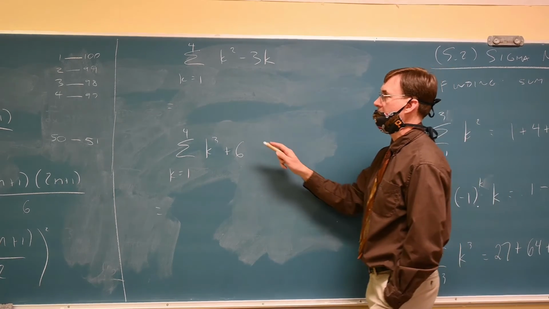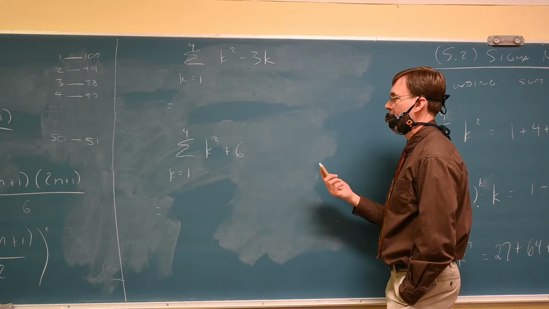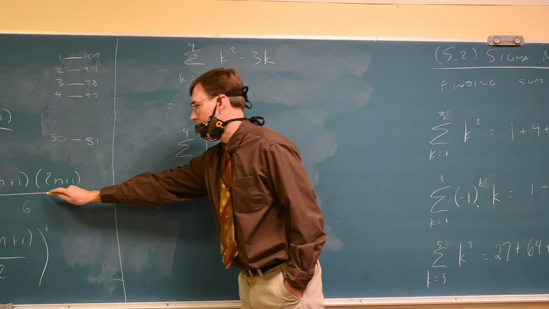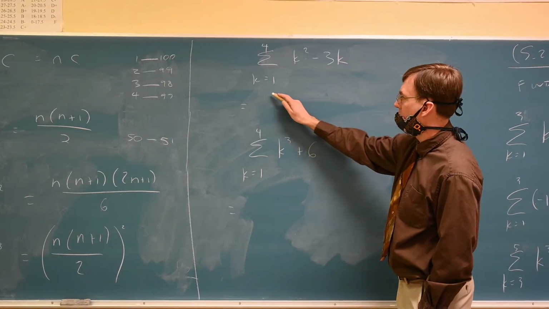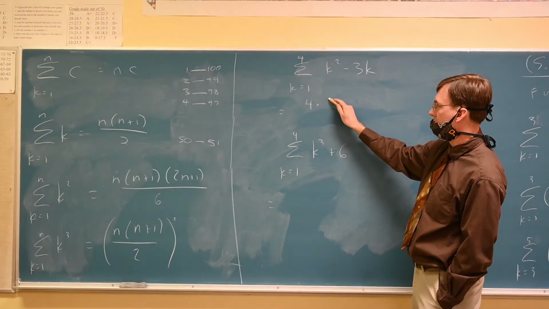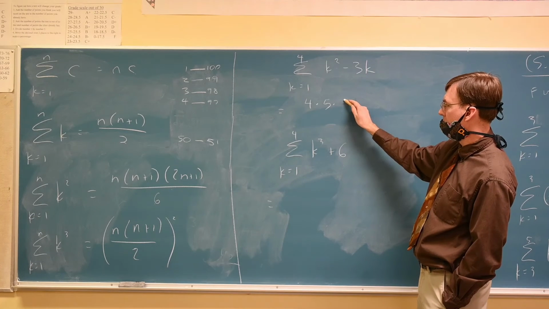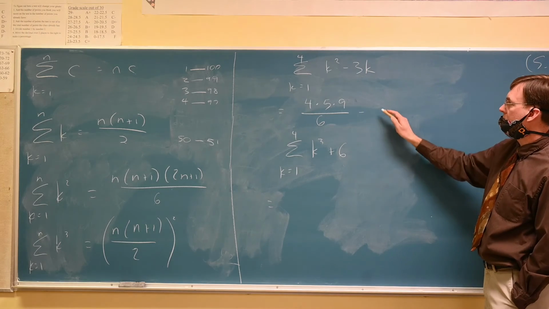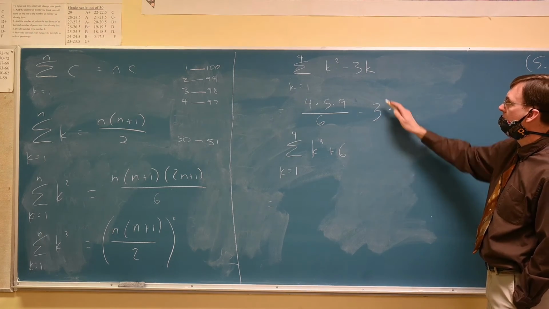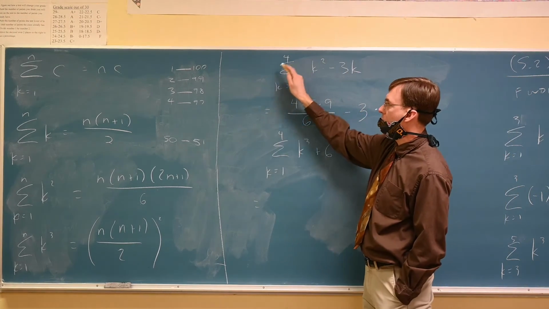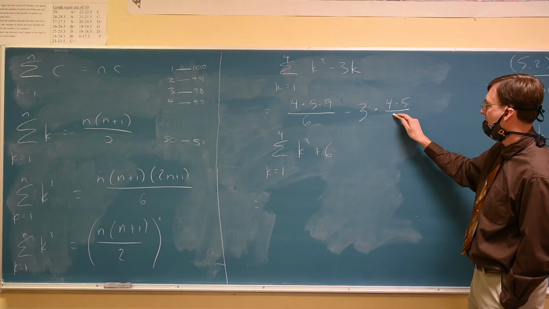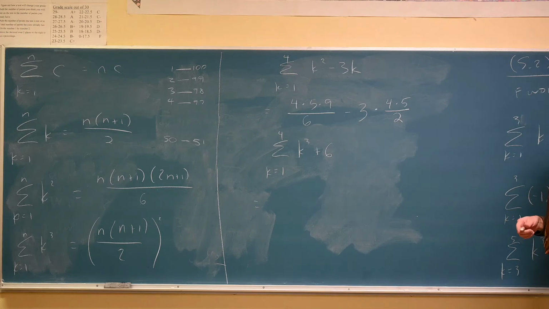So some of the tests you'll see, I'll make it change, and I'll show you the change in a second. But if we want to do these formulas, the k squared formula, we just look to this. Only the upper limit matters, so I go 4 times 5 times 9 divided by 6, minus 3 times, then use the k formula with 4. If we use the k formula with 4, that's 4 times 5 divided by 2, and then we'll map that up in a second. Question about setting up.